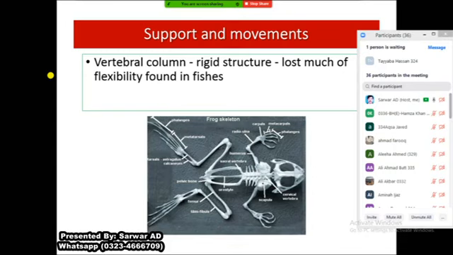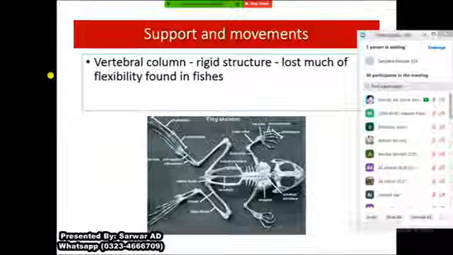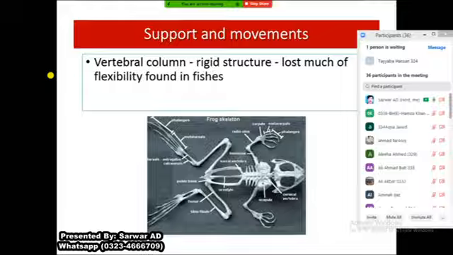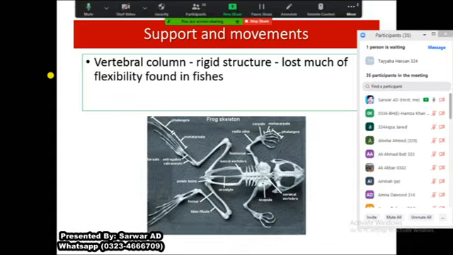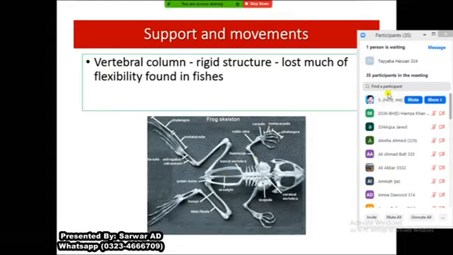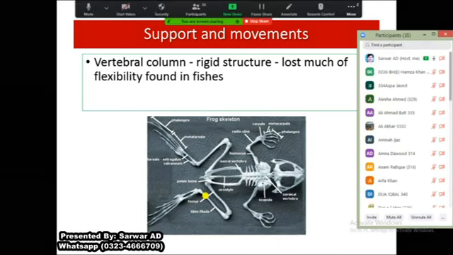Vertebral column, a rigid structure, without much of the flexibility found in fishes. Here, when you look at the vertebral column of the amphibian, we have discussed that it possesses various types of important structures like cervical vertebrae, and also a very supportive structure, that is the urostyle. You can easily see in this diagram, this is the urostyle. The urostyle is formed due to the fusion of various caudal vertebrae.